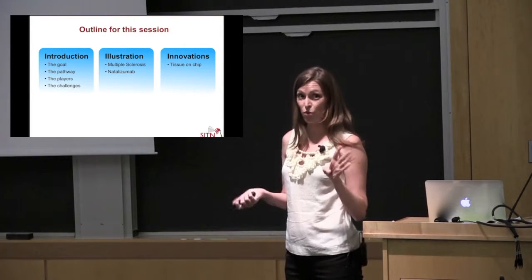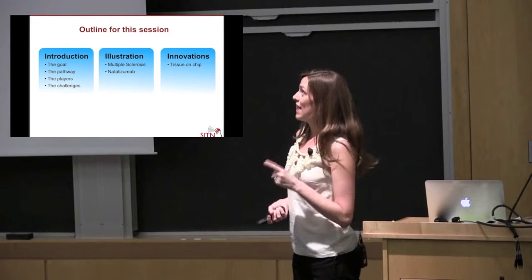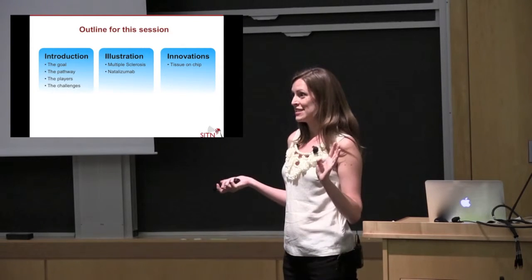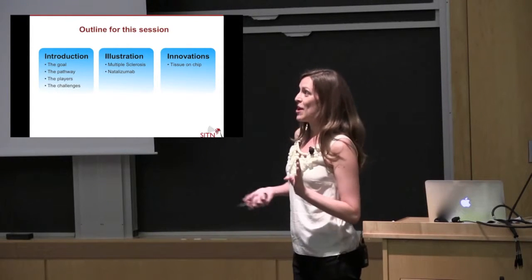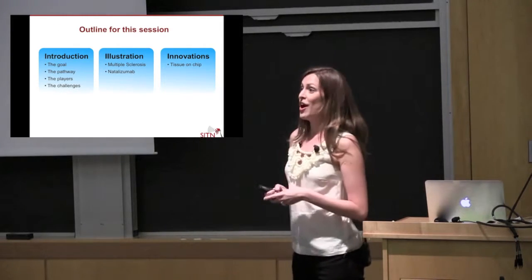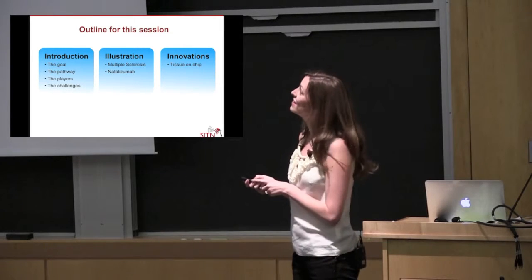But then to illustrate this in more detail, I'd like to use an example of one disease and one drug, and that will be multiple sclerosis and the drug Natalizumab. And then we'll wrap up by considering some innovations in the field, and one that I think is really exciting called the tissue chip, or tissue on chip, which can hopefully expedite or improve this drug discovery process.